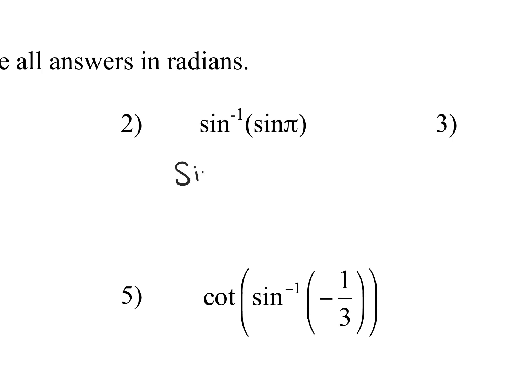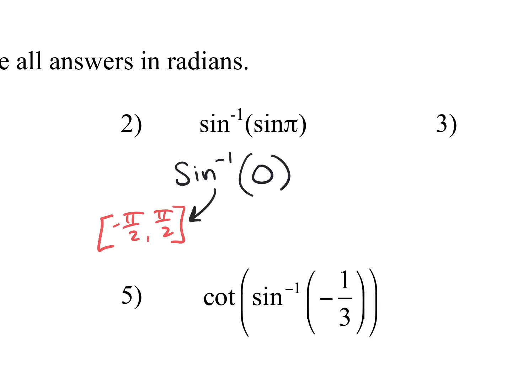But really, we're looking for the angle whose sine is, well, we can evaluate the sine of pi. That's the y coordinate on the left-hand side of our unit circle. That is 0. So the angle who has a sine of 0, keeping in mind our interval, the angle on this interval that has a sine of 0 would be 0 and not pi.